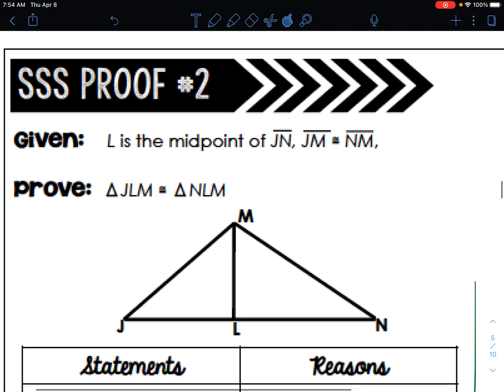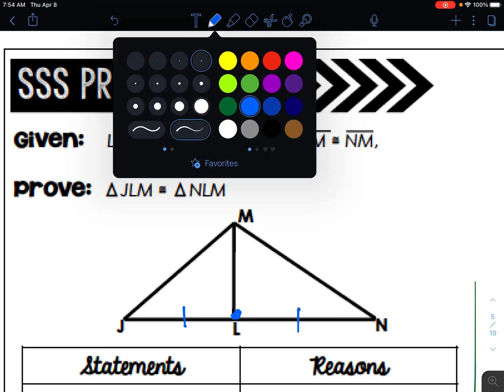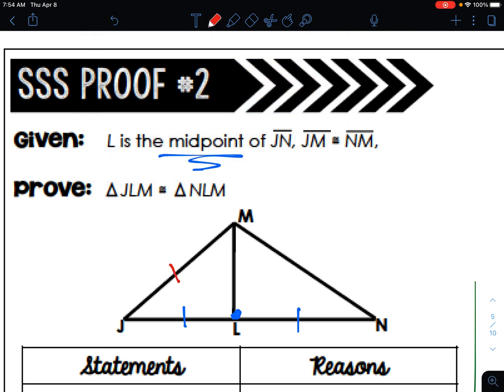I'll walk you through the markings up, and then you try to write the proof, okay? So let's go through. I'm going to color code this time. L is the midpoint of JN. Well, what does that mean? L is here, even though it might not look like it. I know JL and NL are congruent, okay? Then I also know that JM is congruent to NM. Why was that? That was given.